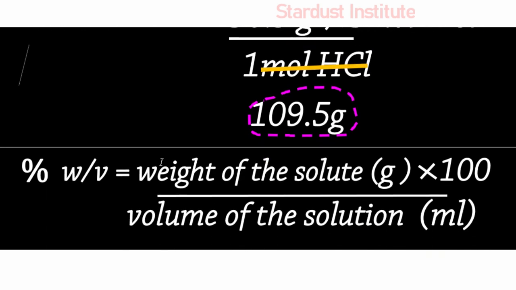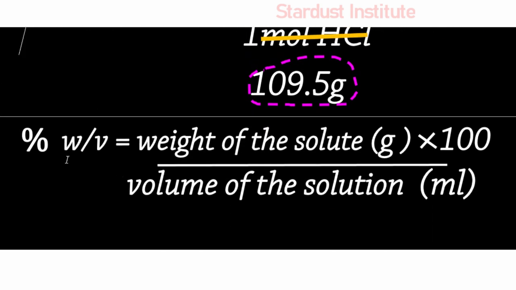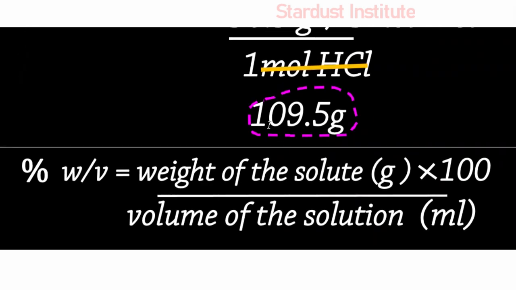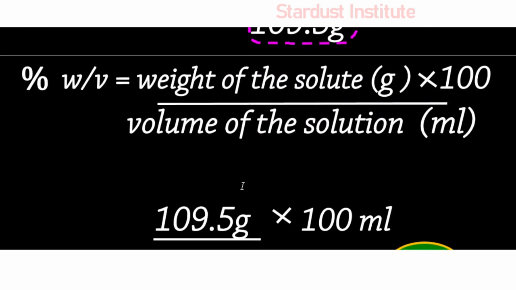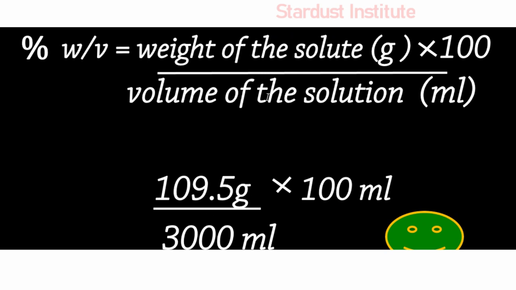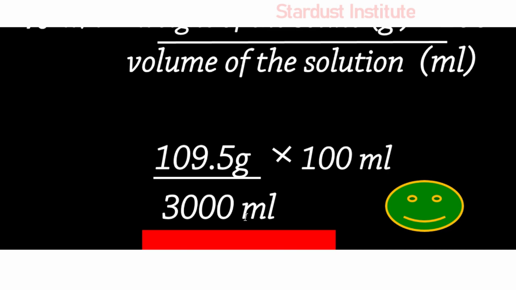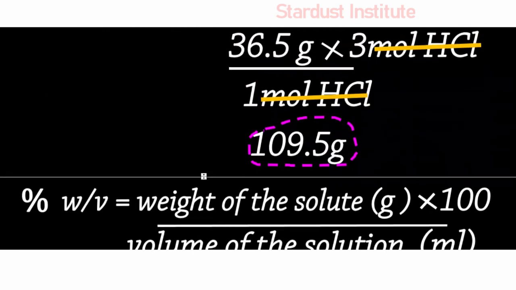To solve this problem, we can use this formula: percentage weight by volume equals weight of the solute in grams divided by volume of the solution in milliliters, multiplied by 100. Now we can substitute values. Weight of the solute in grams, we have found, is 109.5 grams. Volume of the solution in milliliters is 3000 milliliters.